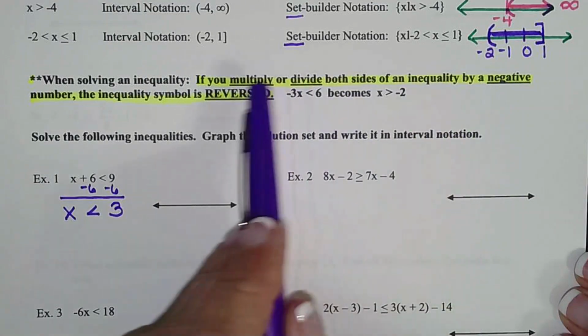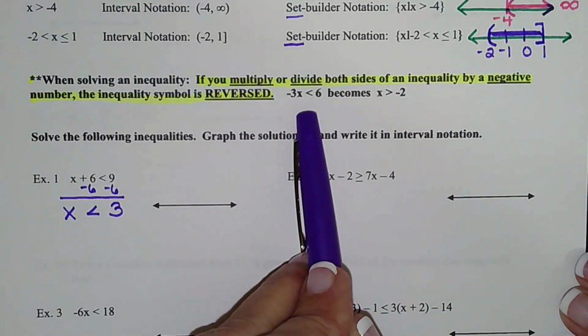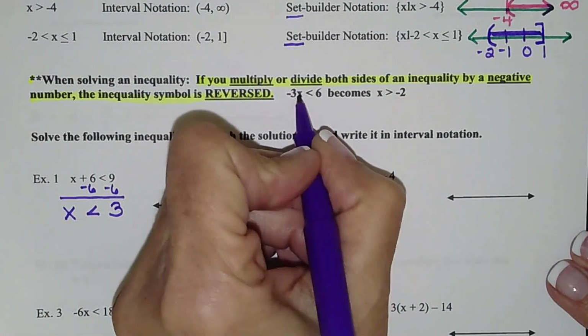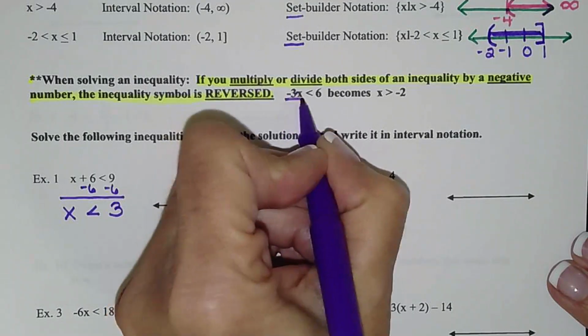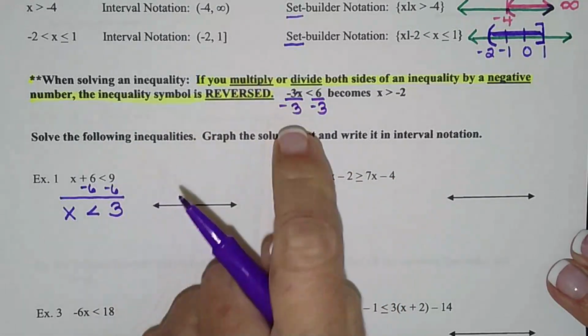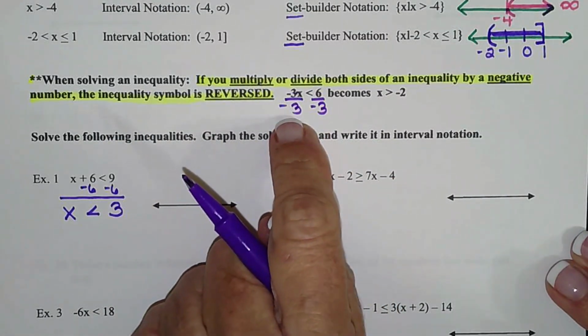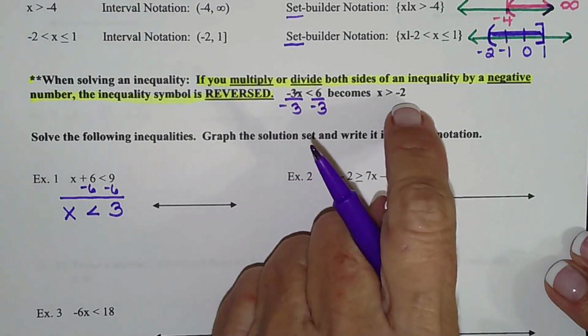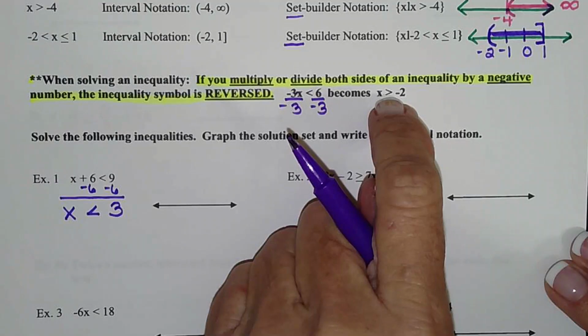So if you divide by a negative, you flip the symbol. So I just put a real simple example here. I need to get x alone. The opposite of times -3 is divide by -3. I just divided by a negative. Therefore, this less than symbol turns into a greater than symbol.